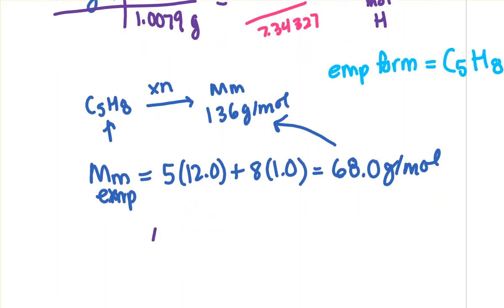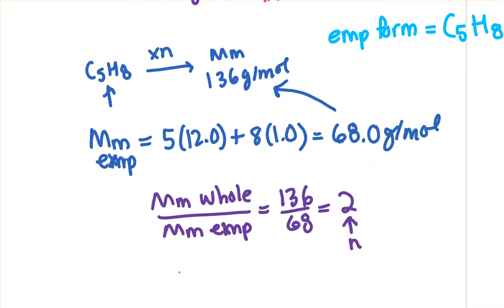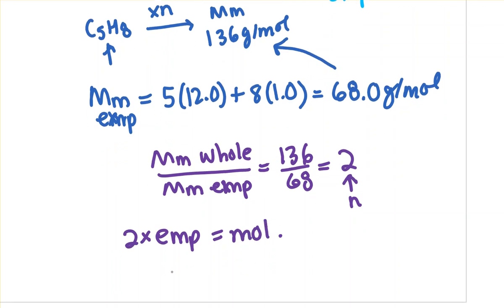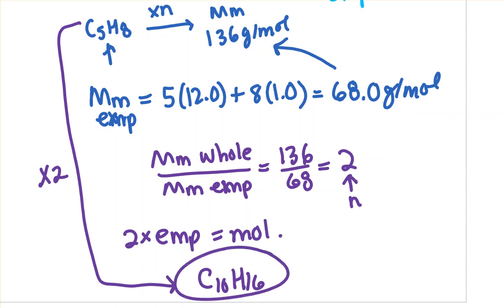But if you're not sure, basically what you do is you take the molar mass of the whole compound divided by the molar mass of the empirical, and you get 2. So 2 is that n. I did that backwards. I'm going to multiply it by 2 to get to the molecular. And so basically I'm going to go from that and that is our molecular formula.